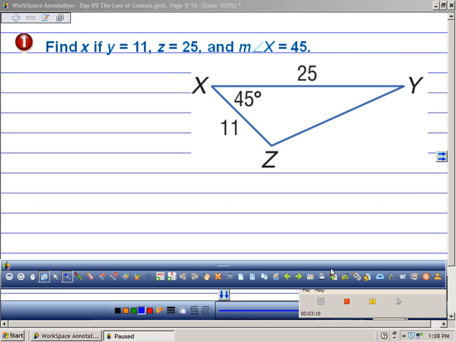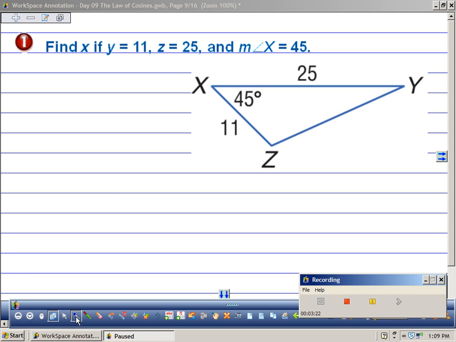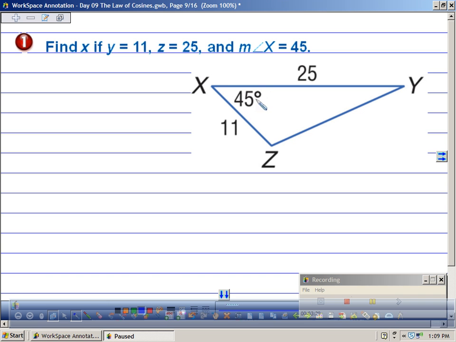So let's try the first example. Okay, let's start on this one. Notice that yesterday we talked about the law of sines. The law of sines worked when you had a side that was across from an angle. Do you see any sides that are across from the angles that we know? No, so we can't use the law of sines on this. That's why we're using the law of cosines. And you can see why the law of cosines is absolutely the last resort, because it's pretty involved, right?